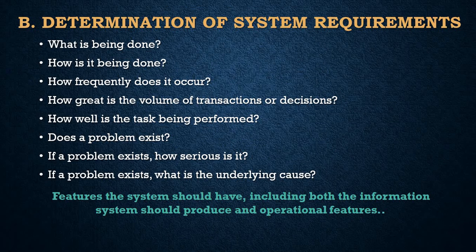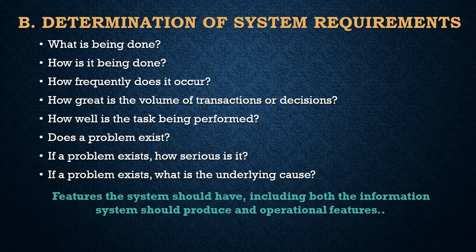This stage answers questions such as what functions or tasks are being performed, and how these are performed, at present, in the existing system. What is the frequency of each of these tasks? How great is the volume of transactions or decisions? How well is the task being performed at present? Does a problem exist in any of these tasks? How serious is the problem that is being faced in these tasks? And what is the underlying cause behind the problem? Therefore, the outcome of this stage is the list of features which the system should possess, and the outcomes this system should produce.